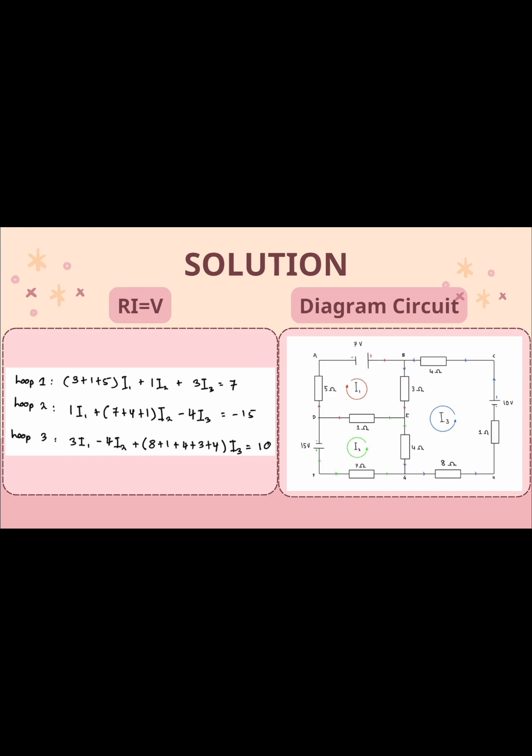As we can see on the screen, to know the current flow on the circuit beside here, we should form the equations first. We found 3 equations altogether. The first equation is 9i1 plus 1i2 plus 3i3 equal to 7. The second equation is 1i1 plus 12i2 minus 4i3 equal to negative 15. And the last equation is 3i1 minus 4i2 plus 20i3 equal to 10.